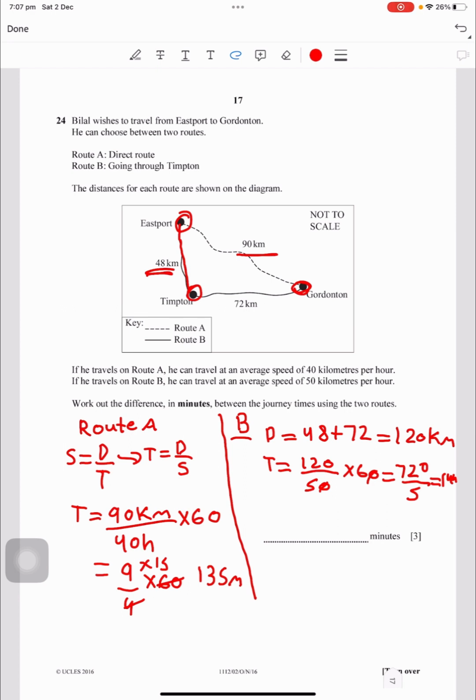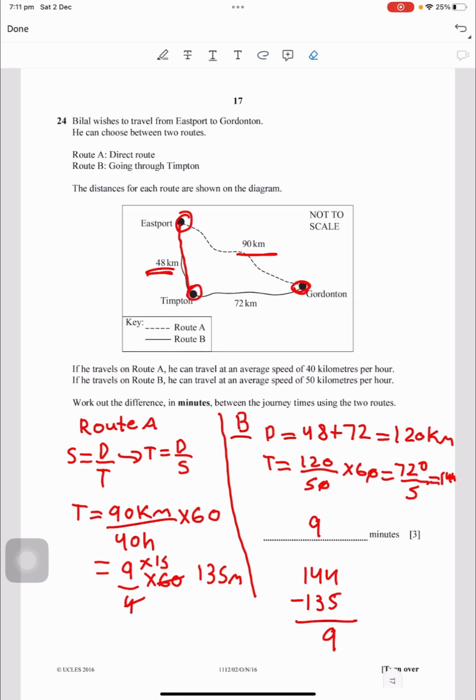So now what we'll do is we'll do 144 minus 135. We'll find the difference here. So when we minus this, we get 9. So 9 minutes is our answer. Next question.